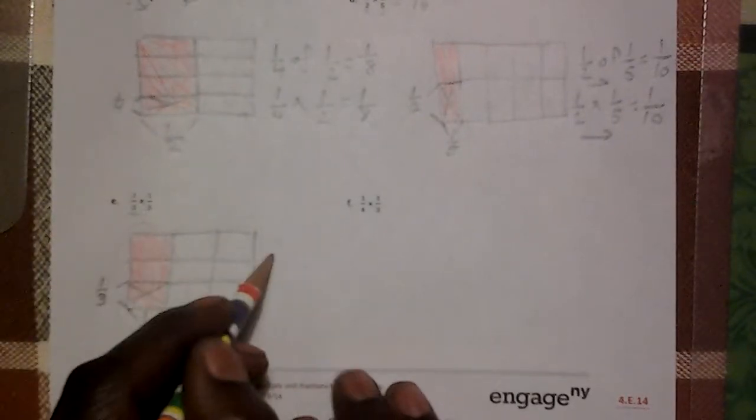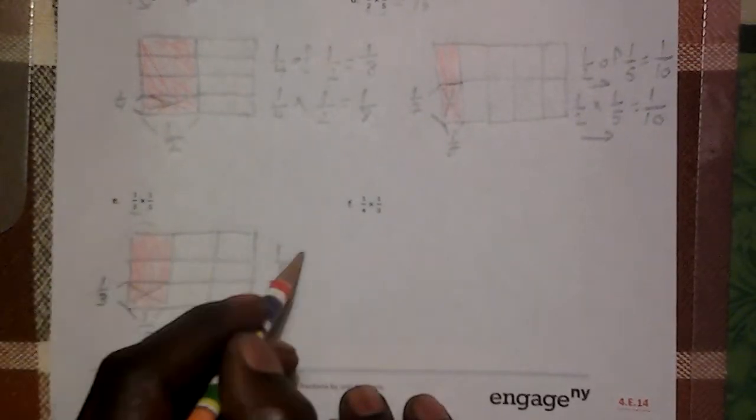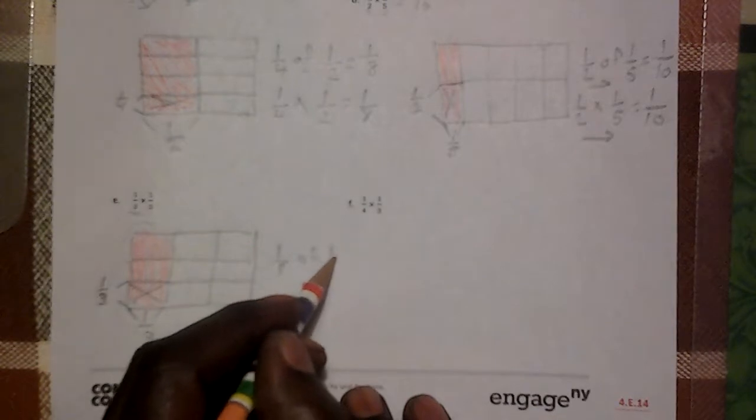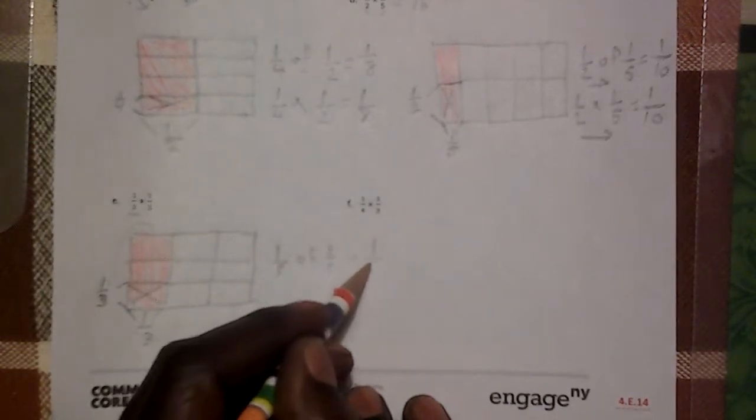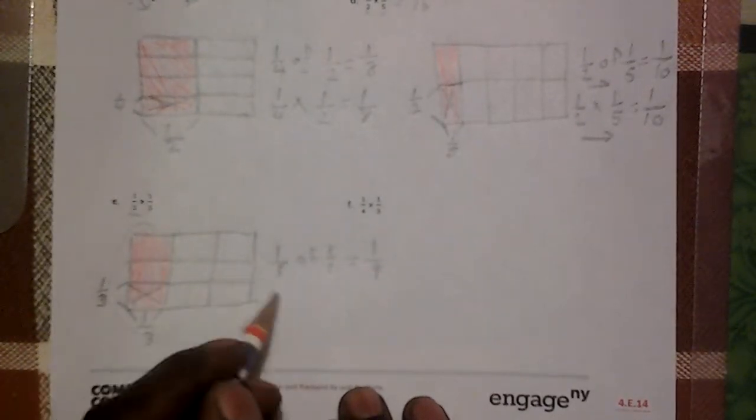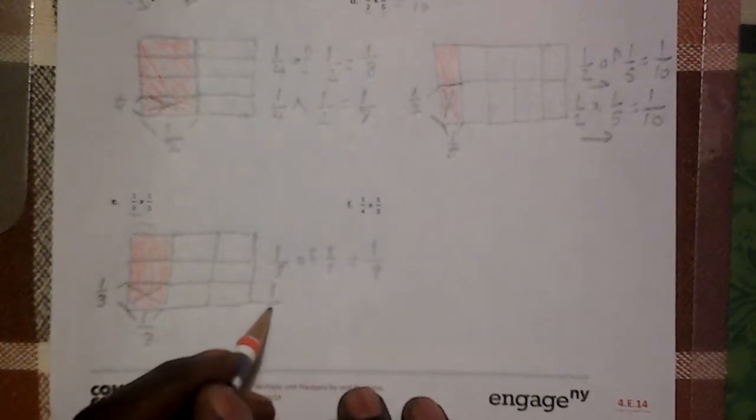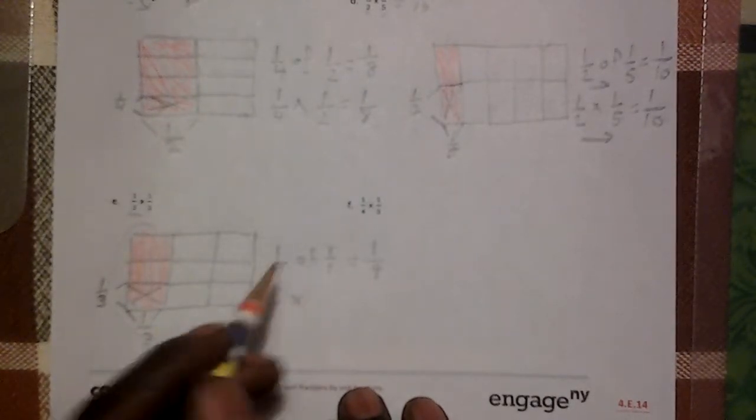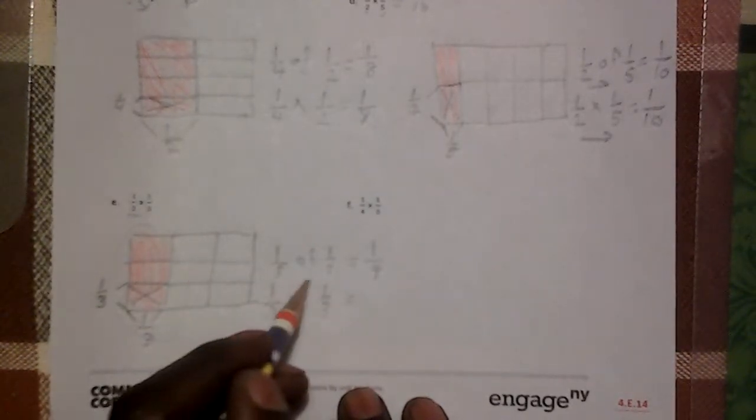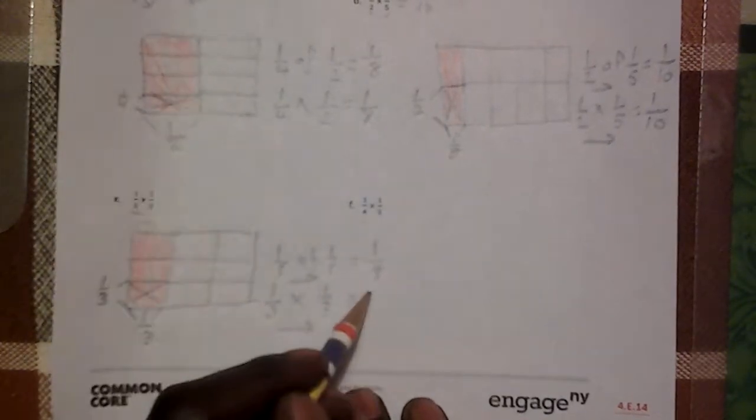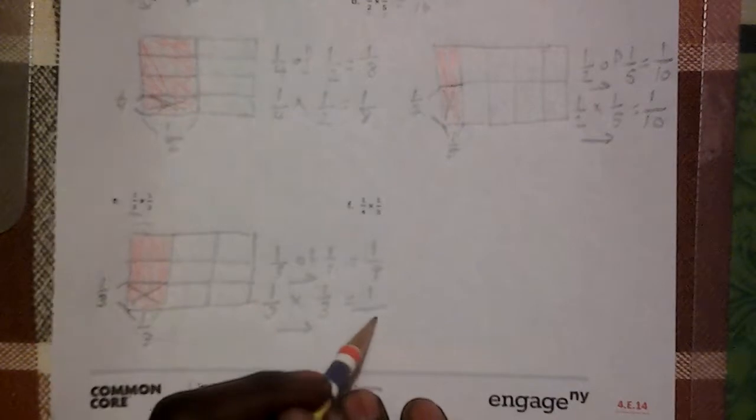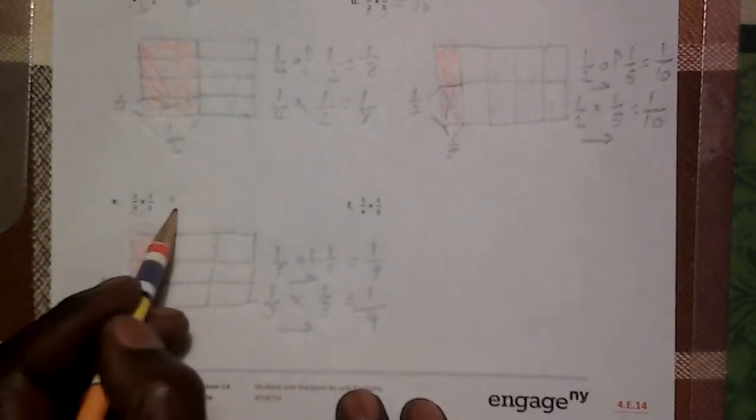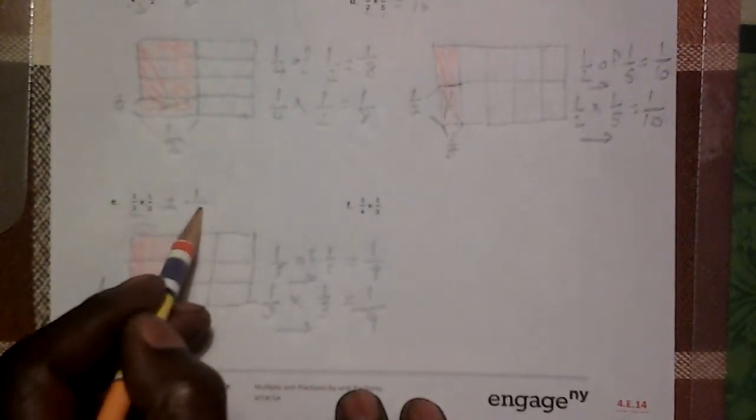So we know that 1/3 of 1/3 equals 1/9. So we check with multiplication. It says 1/3 of means times 1/3 equals. So we multiply right across. See my arrows? 1 times 1 is 1. 3 times 3 is 9. So the answer equals 1/9. Okay?